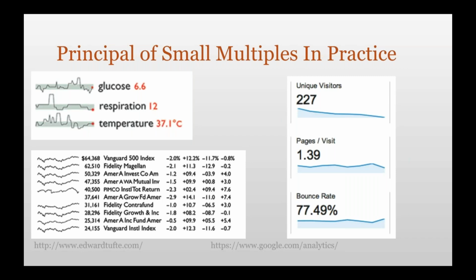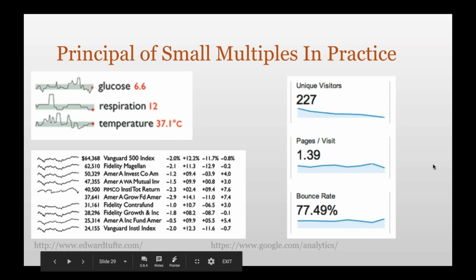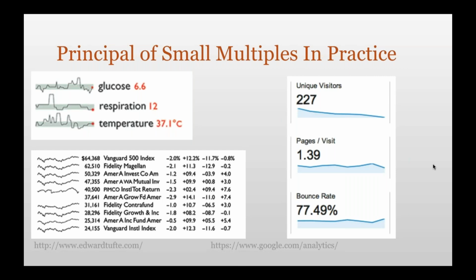In practice, as I mentioned before, you see small multiples a lot with spark lines. These are just a few examples of how this can really make information clearer. As an example, look at the spark lines on the lower left, looking at these various funds. Can anyone point out what the outlier is with these funds? If you were to pick the one that's different from the others, which one would you pick?